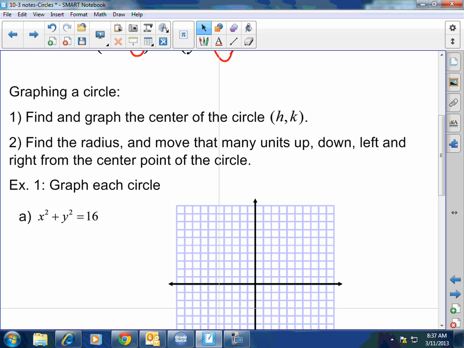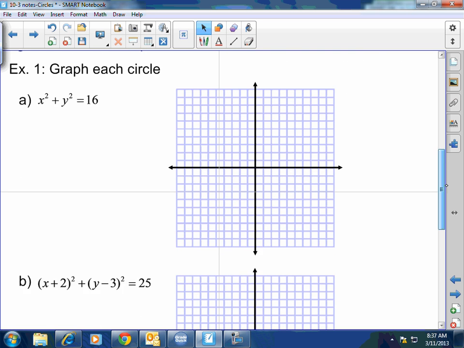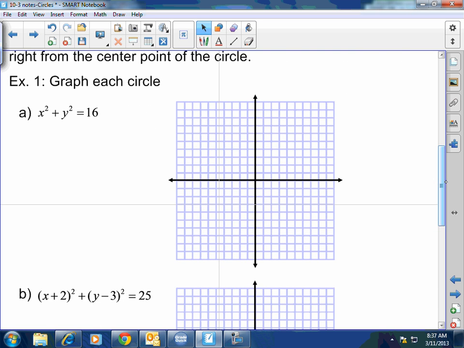And once you find that radius, that r, not r squared, you're going to move that many units up, down, left, and right from the center point of the circle. You connect the points and you're done. For example, what is the center of x squared plus y squared equals 16? What is the h and the k here?